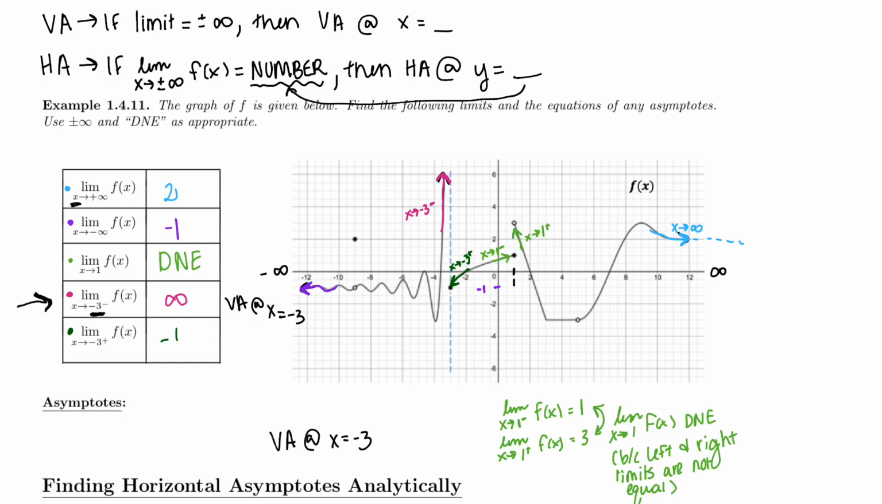So for instance, with these first two, right, we're going to positive infinity and this equaled a number. So this right here represents a horizontal asymptote at y equals 2 because that's what the number was. This next one here, x approaching negative infinity, also equaled a number. So there's a horizontal asymptote at y equals -1.